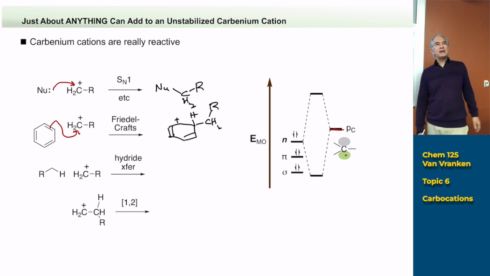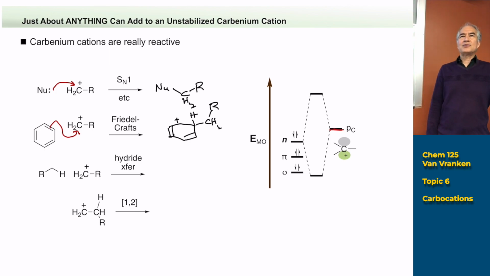We're not going to go through that whole mechanism right here, but hopefully you've seen bunches of benzene rings and arene rings attacking carbenium ions. Hopefully you've seen that before. Sigma bonds can attack carbocations, carbenium ions.